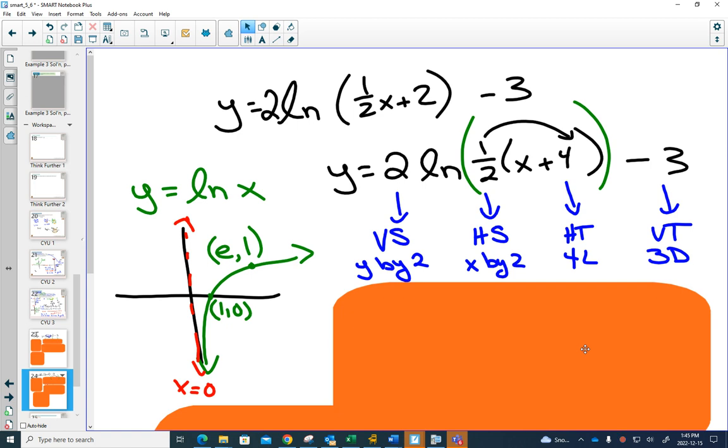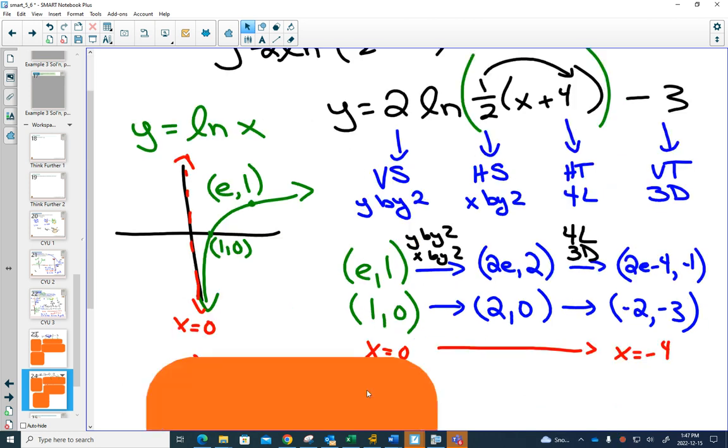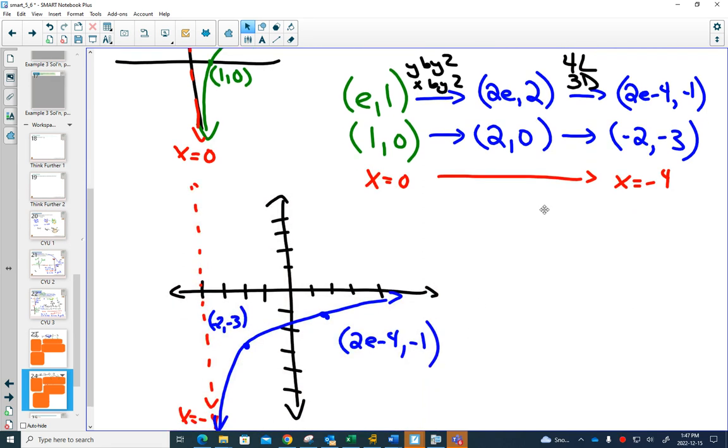I'll put them up so when you're done you can check. And finally then, where do you put those on the graph? Well, 2e minus 4, you're going to have to estimate what that's going to equal. So remember that e is 2.7. So 2 times 2.7 would be 5.4 minus 4, it'll be at about 1.4. Again, label your points, have the general shape of your log graph going through those points and going towards the asymptote.